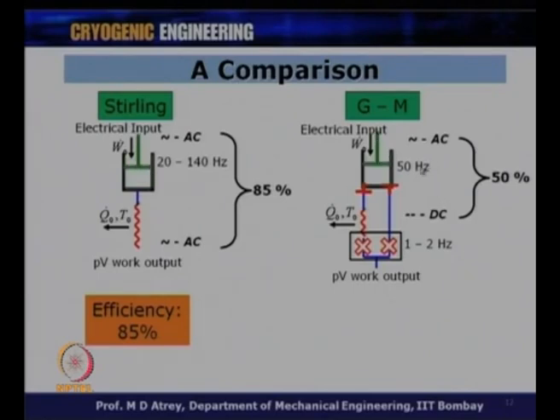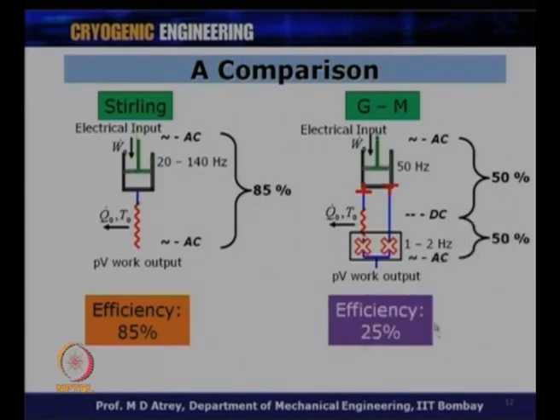If I assume that my conversion efficiency from AC to DC is around 50% and again from DC to AC is 50%, then whatever is available is only 25%. So, if I give 100 watts input at this point, only 25 watts are available to go to the expander. While in the Stirling case, if I give 100 watts, around 85 watts of PV power will go to the expander, and that is the difference between these two cycles. A Stirling cycle is therefore more efficient because there is no transfer of modes from AC to DC or DC to AC; it is all AC to AC.